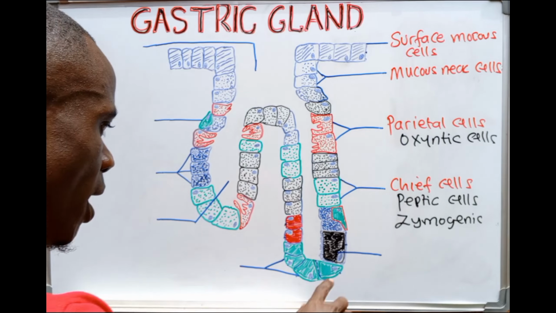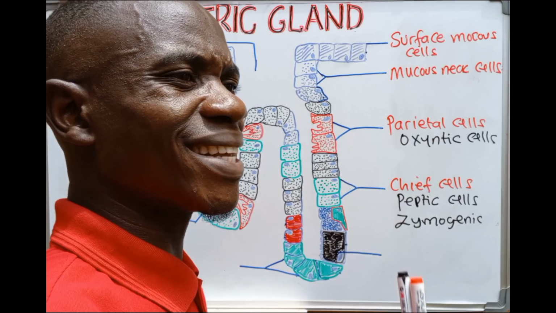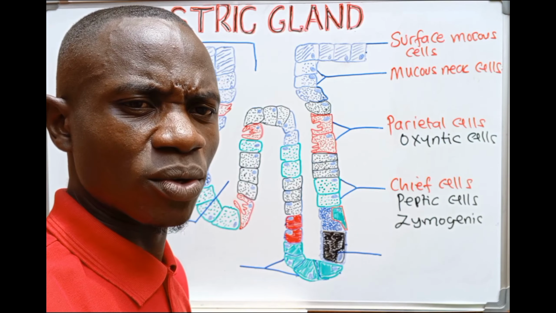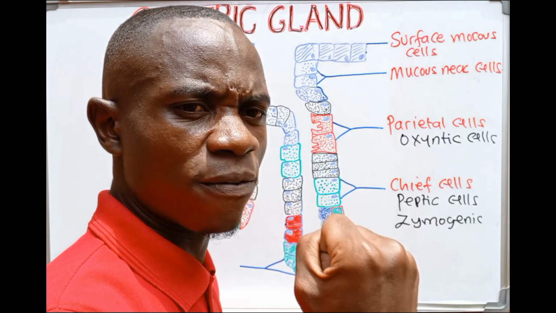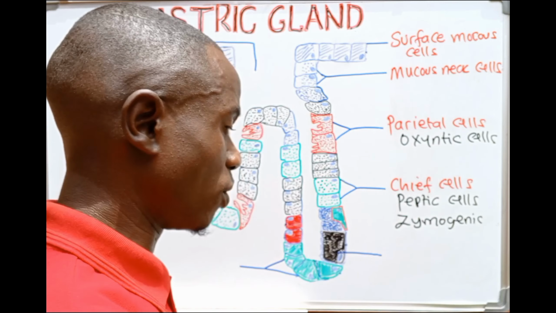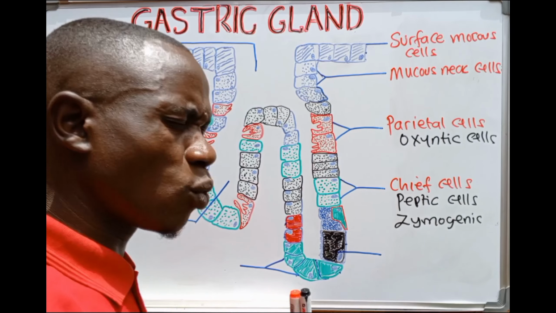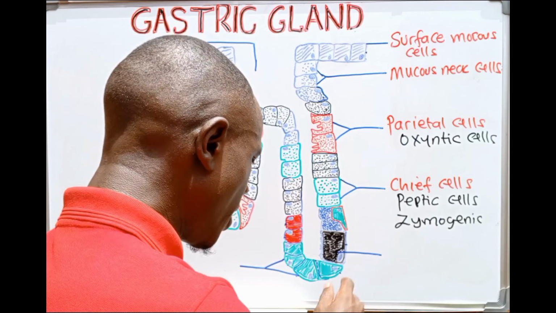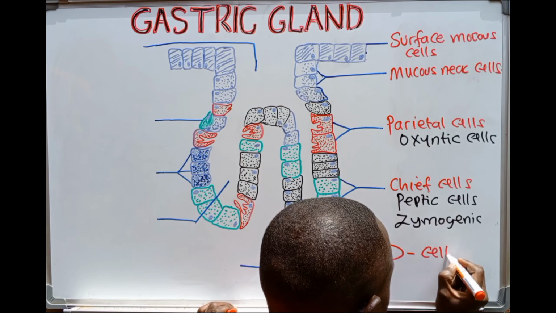Okay. Then as we move down here, we have this cell. This cell is going to be exerting an inhibitory effect on what we call gastric secretions. This cell is a very powerful inhibitor of gastric secretion. You know how this cell is called? This cell is super concentrated in what we call the pyloric antrum. This cell is what we call the D cell.